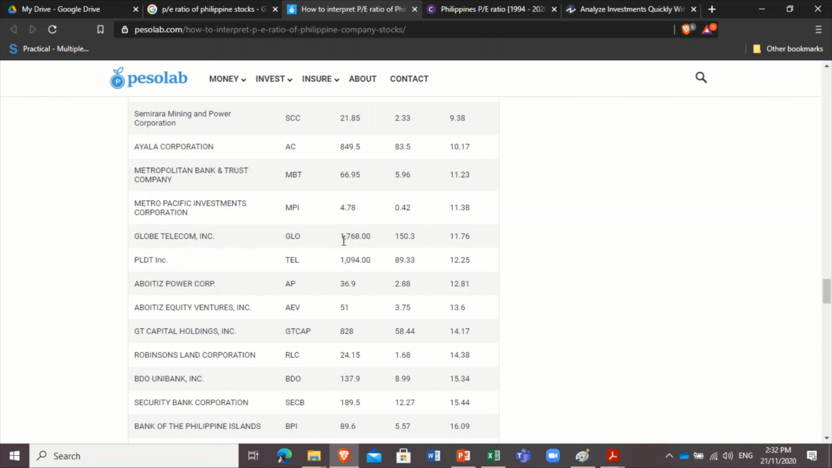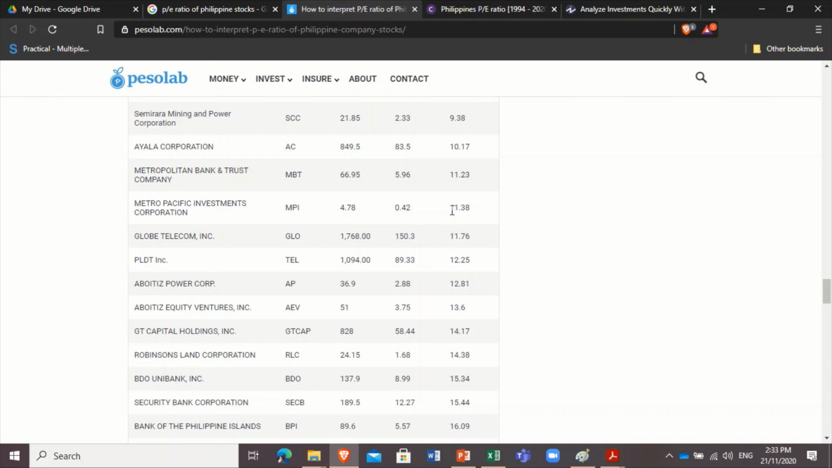Pero tingnan nyo naman kung gaano kamahal ang isang stock ng Globe, no? 1,768. So, kung titignan natin yung mga cheaper stocks, eto, napakalayo ng presyo. Okay? 4.78 per share. Okay, as compared to the 1,768. You are only buying 4.78. Pero kung titignan natin yung price to earnings ratio niya, yung earning per share niya is only 0.42, ang layo sa 150, no?